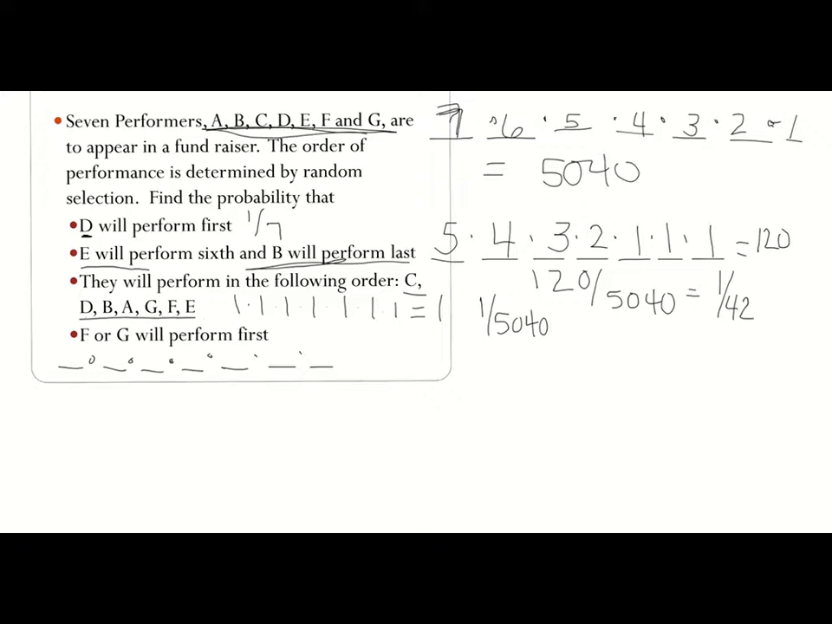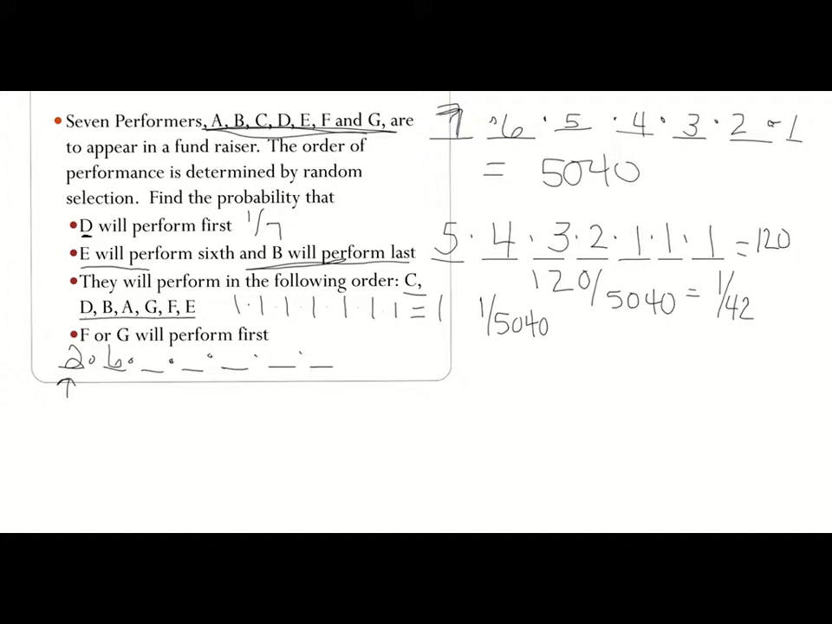All right, F or G perform first. So we have two people to choose from for first. However, we have two people to choose from here, but only one person can go. So that means for the second person, one of those people from the first spot that didn't get chosen will go with the other people.